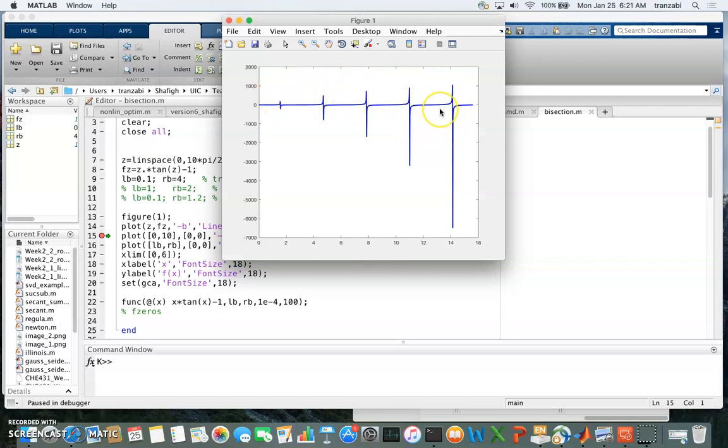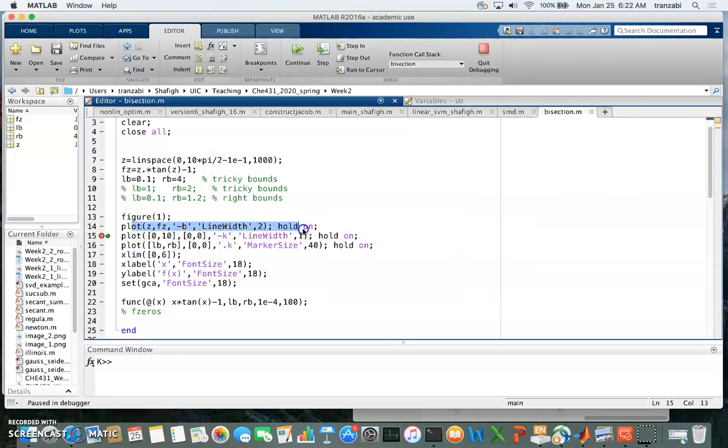So the function is periodic, and this is what I get from 0 to 10 times pi over 2. This is basically the result of that line.